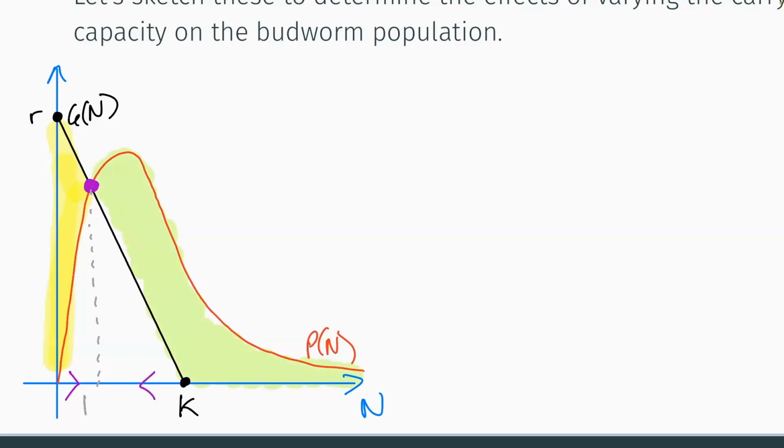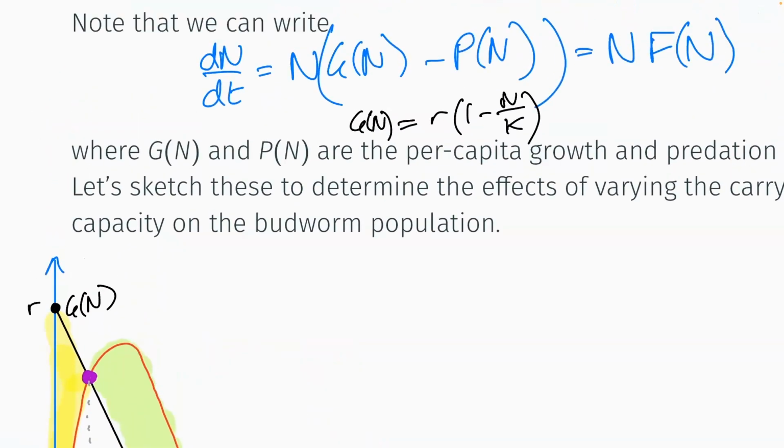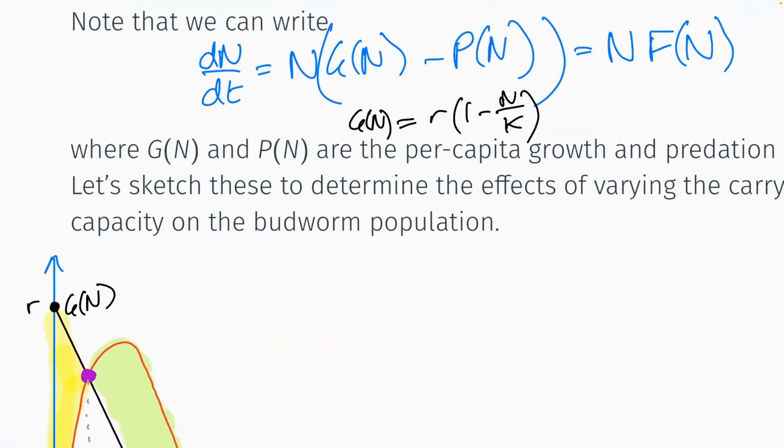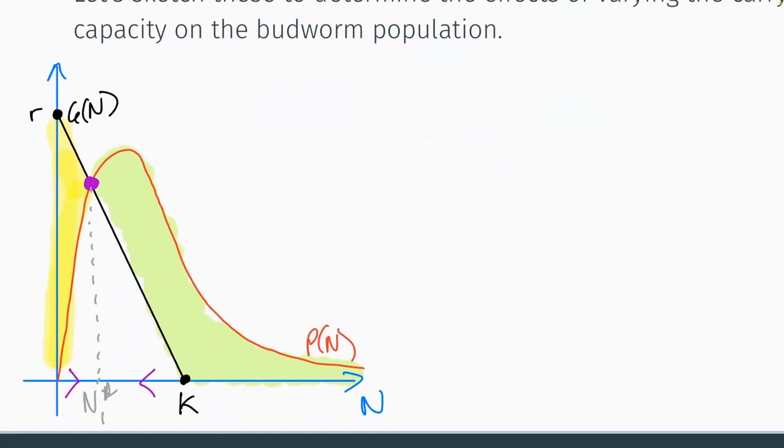And then there's some value, let's call it N1 star, where the growth is balanced by the predation. Note here, this is not the only equilibrium of the system. If there were no individuals, then there would also be an equilibrium, a trivial equilibrium. The reason it's not showing up here is because we are plotting the per capita growth and predation rates. So this N could be 0, and that's factored out already. That's another equilibrium, but because it's trivial, we don't have to worry about it.